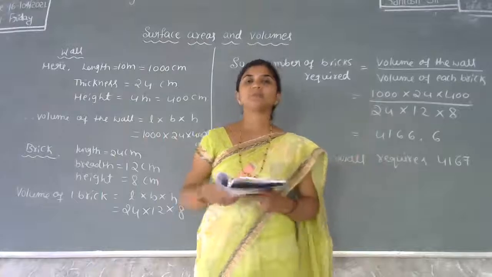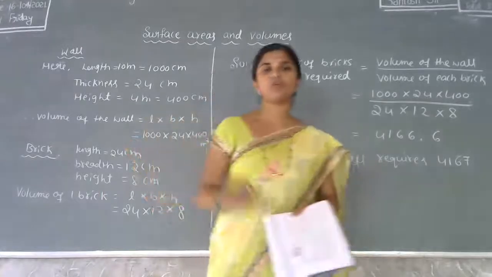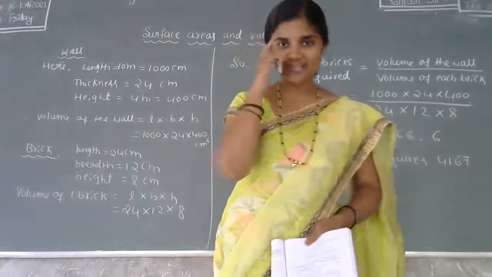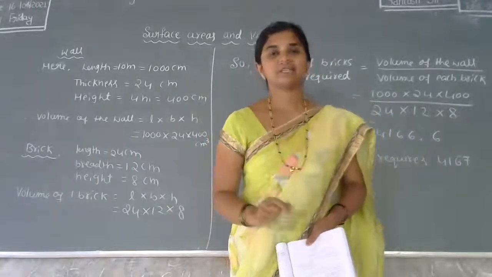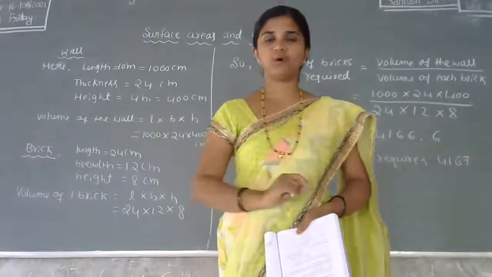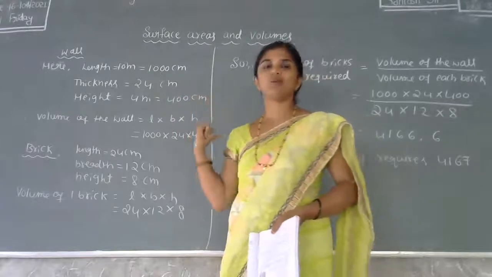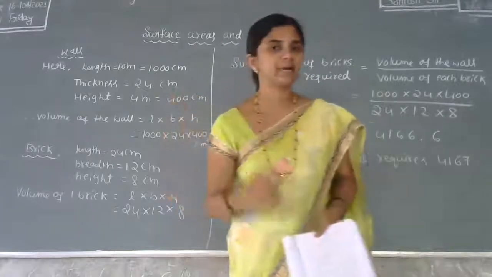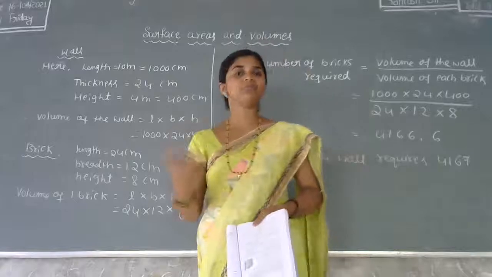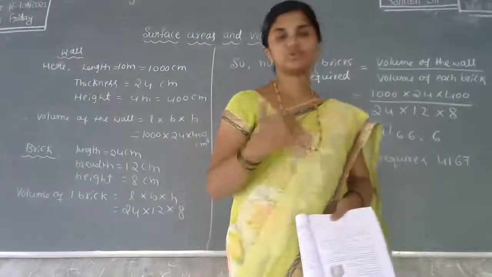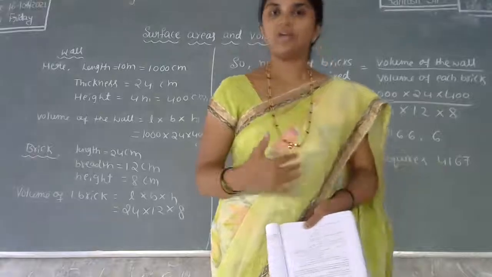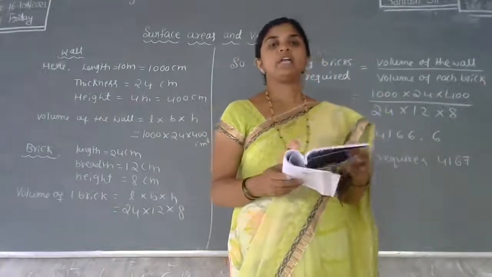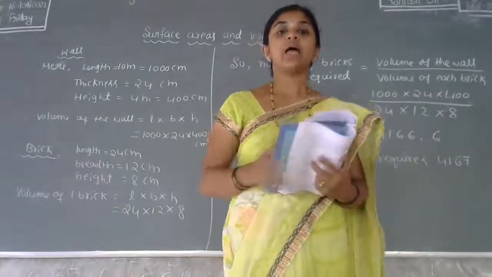So here we have to find the volume of the wall and the volume of the brick. First you have to imagine which shape the wall and brick are. Both are examples of the cuboid shape. So volume of the wall, volume of the brick, then volume of the wall divided by volume of the brick, and the final answer is 4167 bricks. Got the idea of this problem now? Yes. Now let us move on to example 12.